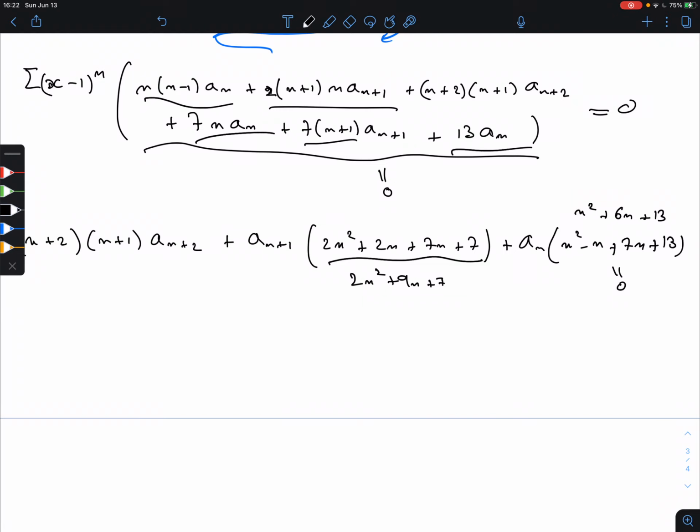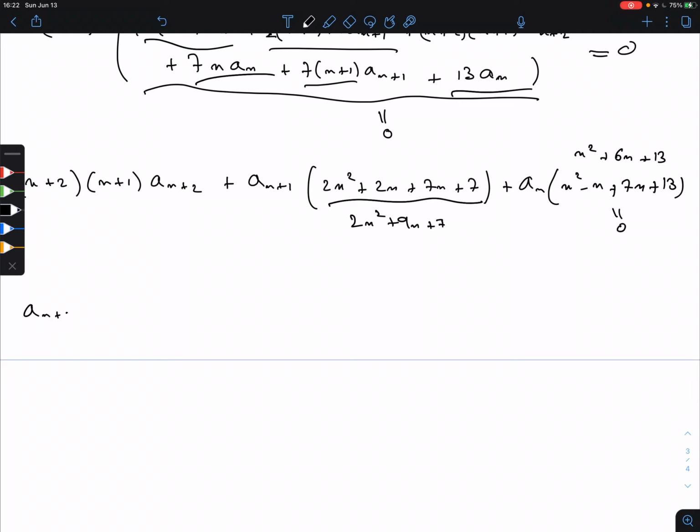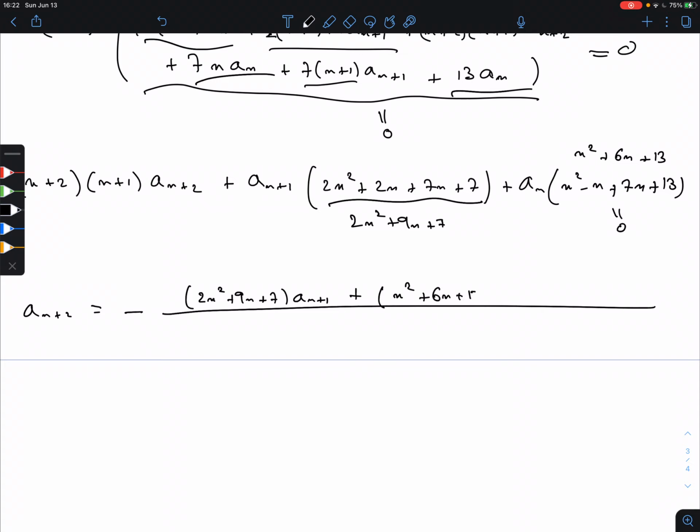Yes, okay. So our conclusion is a n plus 2 is equal to minus, because I'm going to have to bring the other two terms to the other side, 2n squared plus 9n plus 7 times a n plus 1, plus n squared plus 6n plus 13 times a n, and that all over n plus 2 times n plus 1.